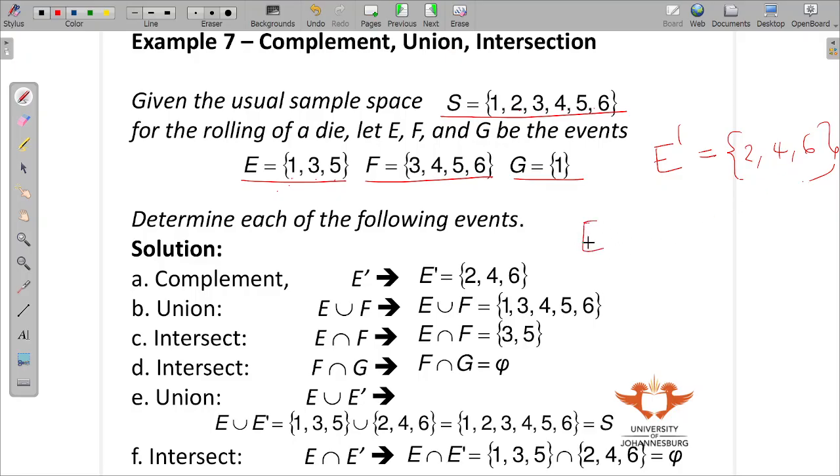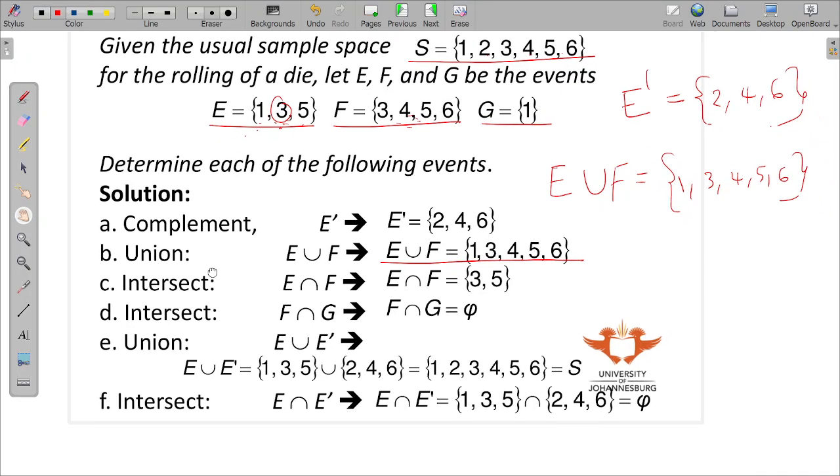When we want to find E union F, this is E, this is F. So you pick everything in both of them, but you don't repeat it. 3 is there, 3 is there. You don't need to write 3 two times, just write it once. So we have 1, 3, 4, 5, and 6. That is the union of E and F.